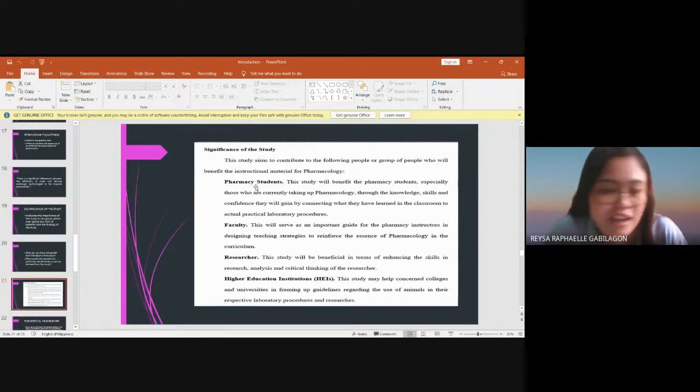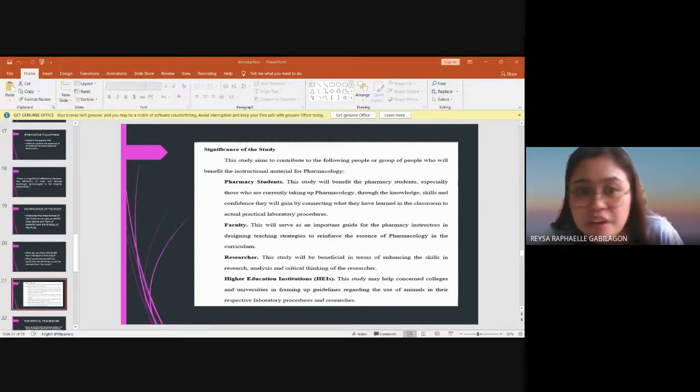This is still actually from my own research about the development of the pharmacology manual. So I have identified the following people or group of people na magbe-benefit sa manual na gagawin ko. So, syempre, I have there the pharmacy students, the faculty, the researcher, the higher education institutions, and so on. So, aside from identifying them, you have to explain also what benefit are they going to get from the result of your study.